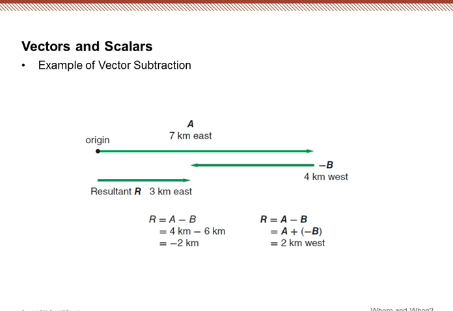Another example here is if you're at the origin and you move 7 kilometers east of the origin, and then you decide to move 4 kilometers west, well, 7 minus 4 gives us 3. That's a positive 3, so that means we're still to the east of the origin. So the resultant is 3 kilometers east. Notice it has both a magnitude and a direction.